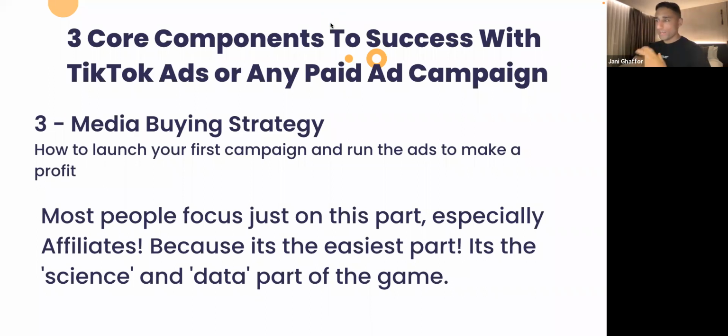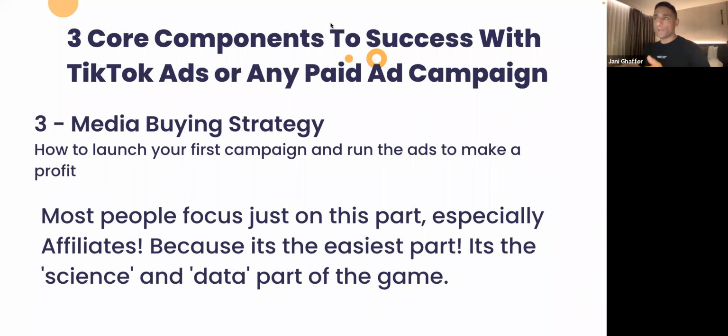When you have a good ad, launching the ad is the easiest part, because all you need to do is follow the campaign structure, the strategy that we'll be going through. Launch the ad. You pause the ads that are not performing, continue the ads that are performing, increase the budget, and scale the ones that are performing. This is the easiest part. It's the science and the data part of the game. And that's why most affiliates usually only focus on this part without focusing on how to create ads first.